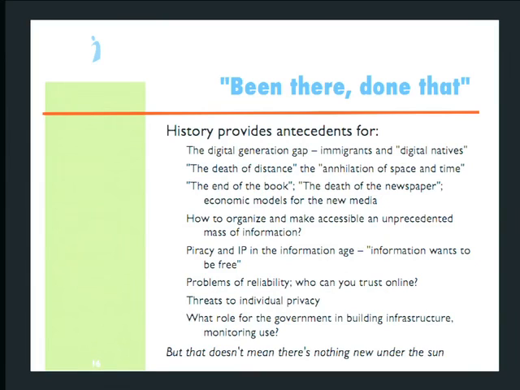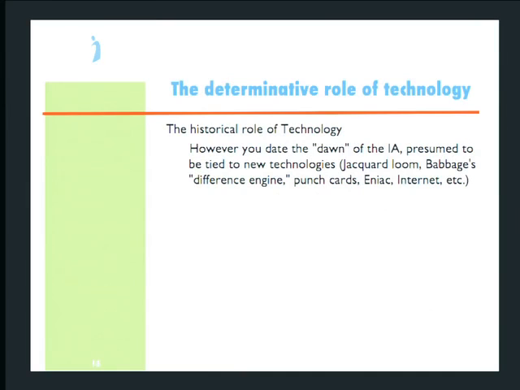That doesn't mean there's nothing new under the sun. On the contrary, this is a moment of enormous change, and some of these things aren't precedented. But most of them have historical precedents. The second assumption is the historical role of technology. Whatever the information age is, it has to do with computers. It has to do with certain technologies.